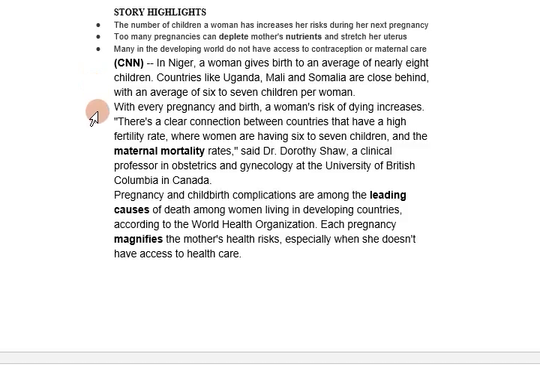With every pregnancy and birth, a woman's risk of dying increases. There's a clear connection between countries that have a high fertility rate, where women are having 6 to 7 children, and the maternal mortality rates, said Dorothy Shaw, a clinical professor in obstetrics and gynecology at the University of British Columbia in Canada. Pregnancy and childbirth complications are among the leading causes of death among women living in developing countries, according to the World Health Organization.